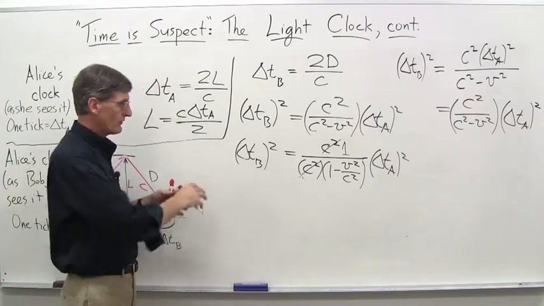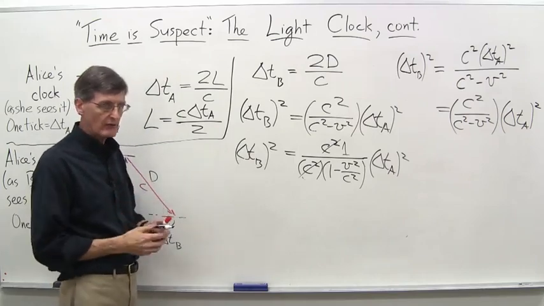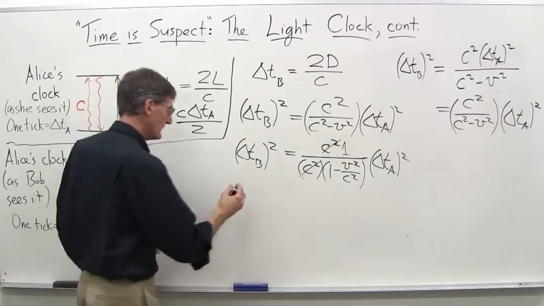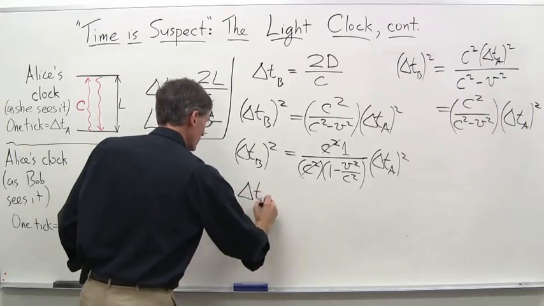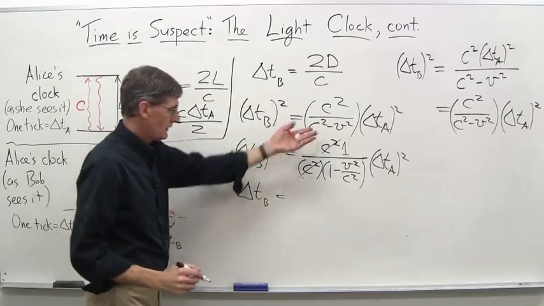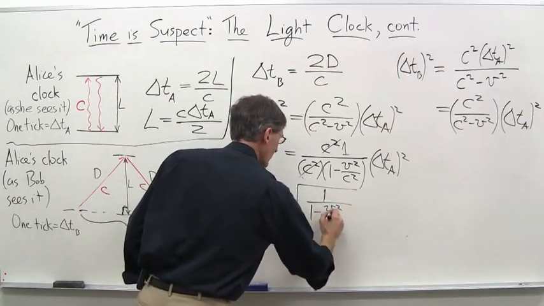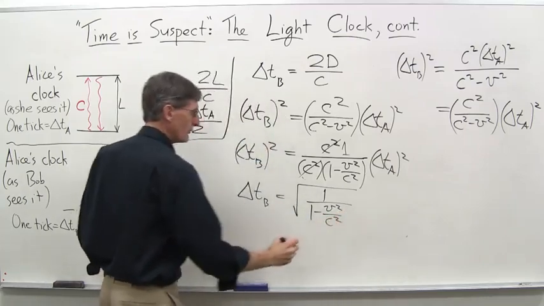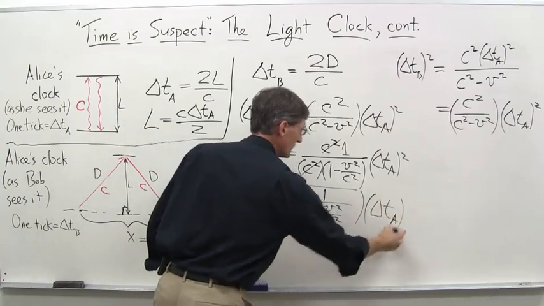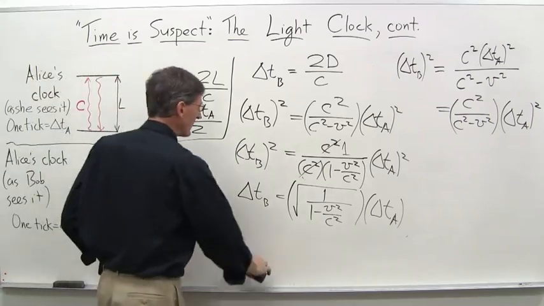Get rid of these squares. Since all our quantities are positive, you may remember when we do square roots, we've got to do a plus or minus thing to be precise about it. In this case, everything's going to be positive. So we can write delta TB. What we're doing is we're just taking the square root of each side. Square root of this is delta TB equals the square root of this, 1 minus v squared over c squared, times this whole thing, times delta TA.